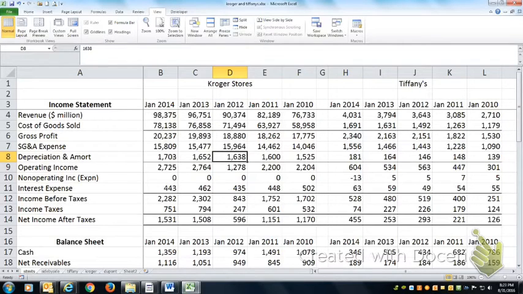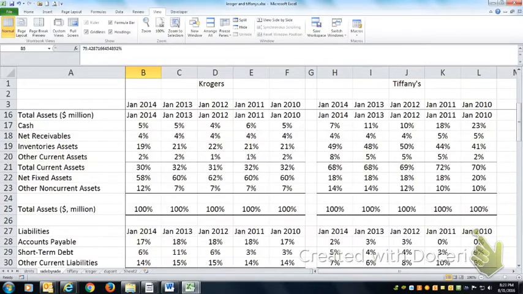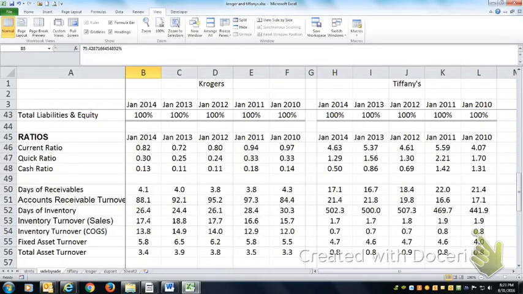All right, I'm still using the worksheet that's available up there, the Kroger and Tiffany's workbook. We already did the common size income statement and balance sheet, and those are two forms of ratios, but we have a whole lot more ratios shown in Chapter 4 of your book. Let's start out with the current ratio, because that's what everybody starts with. The current ratio is defined as current assets divided by current liabilities.